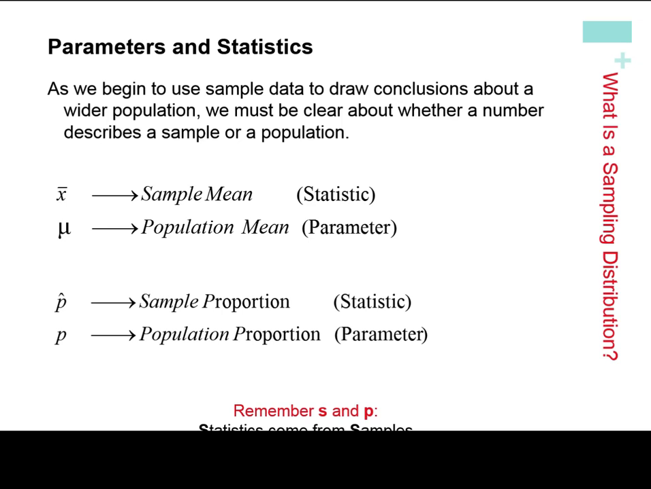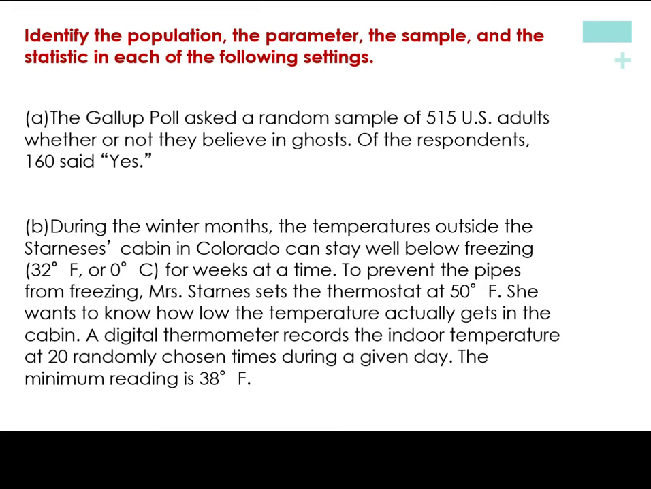Okay, so you should have had this from yesterday. Worded weird though. So let's take a look at problem A here. What we need to do is identify first the population, second the parameter, the sample number, and the statistic in each of the following sentences. A says, the Gallup poll asked a random sample of 512 U.S. adults whether or not they believe in ghosts. Of the respondents, 160 said yes.